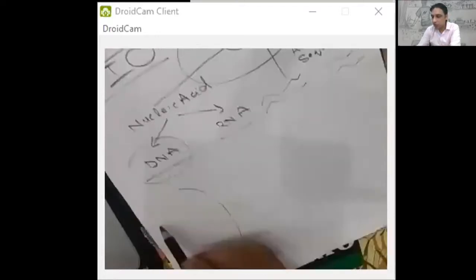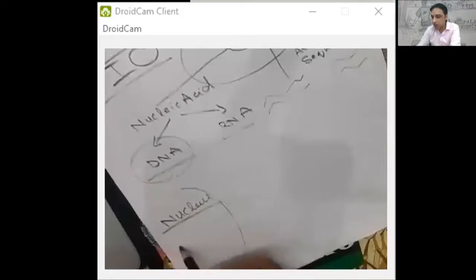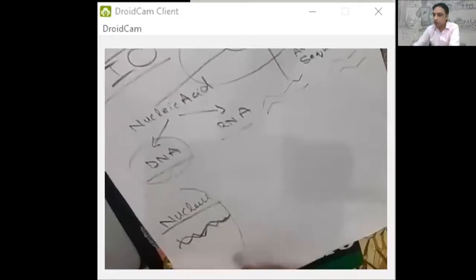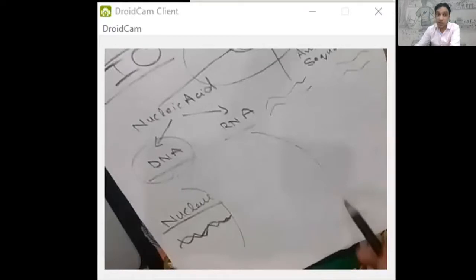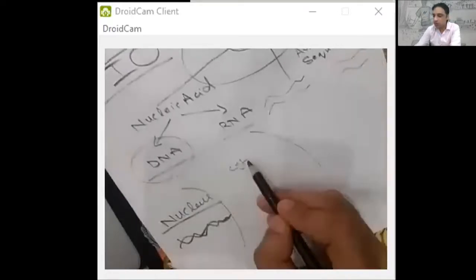I'm concluding things: DNA is present in the nucleus. That spiral stuff is present in the nucleus. Cells execute their functions in the cytoplasm. Cytoplasm is outside the nucleus, within the cell.